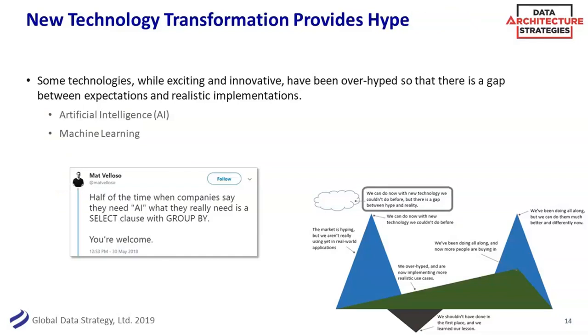The other one is overhype, and I will put AI and machine learning squarely in that category. And this is Matt Velloso off Twitter. I've seen this quote come out quite a few times. It cracks me up: half the time when companies say they need AI, they really need a SELECT clause with a GROUP BY. You're welcome. Not to be an old curmudgeon, but again, so many.